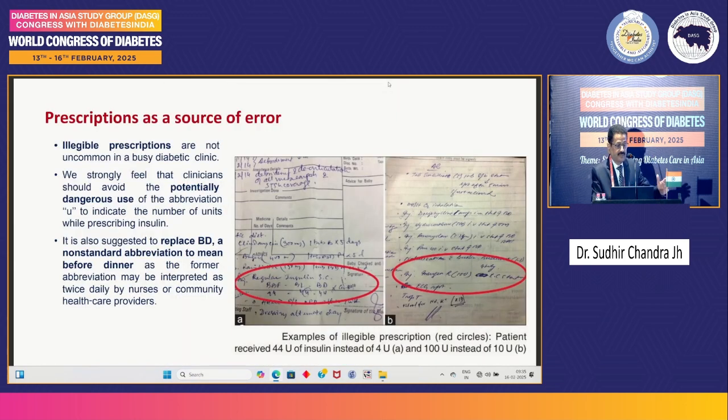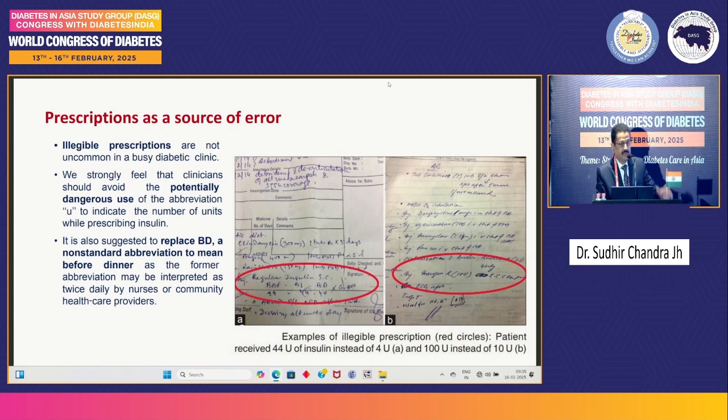So, to start with, prescriptions as a source of error. Illegible prescriptions can cause a lot of problems. All of us will agree to that. And we strongly feel that clinicians should avoid the potentially dangerous use of the abbreviation U. In one of the prescriptions, which may not be legible to you from that distance, BD is written, and below that it is 4U, and it appears as if this is 44 units. And in the other prescription, you read 10U as 100. So a legible prescription is a must.